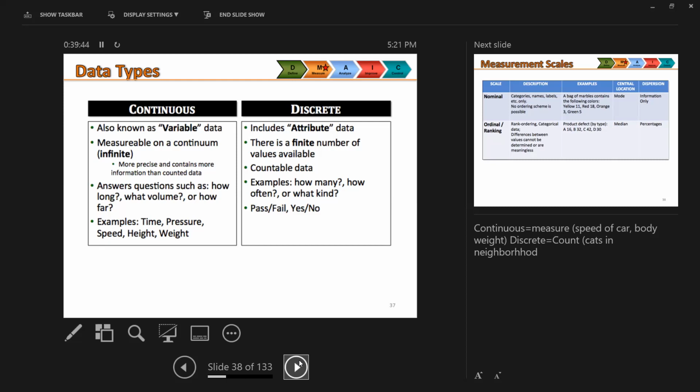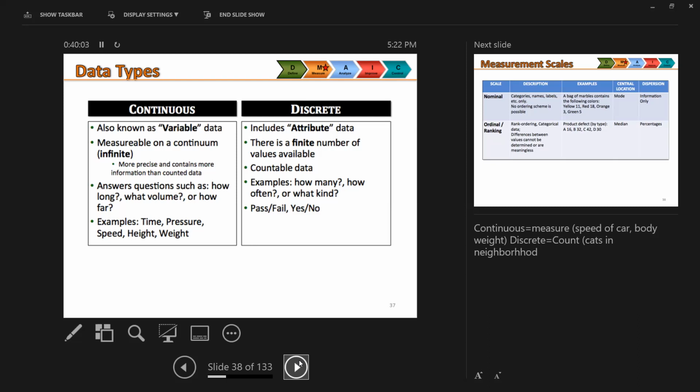It's also known as variable data. But all you really need to remember is continuous data means I can measure it. Discrete data, on the other hand, is counting. So measuring is continuous, counting is discrete. That's the difference. That's it.